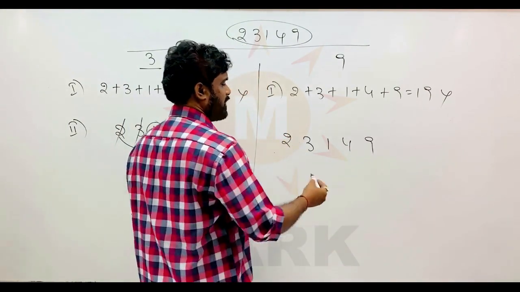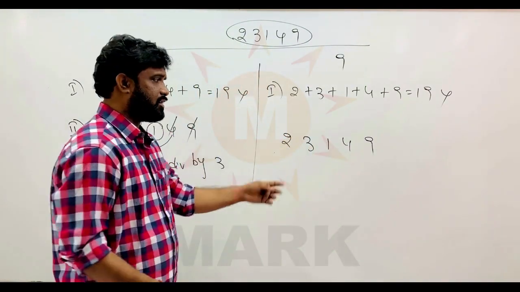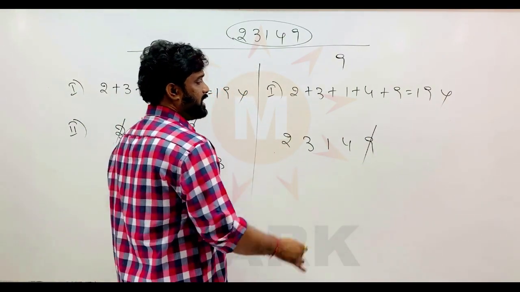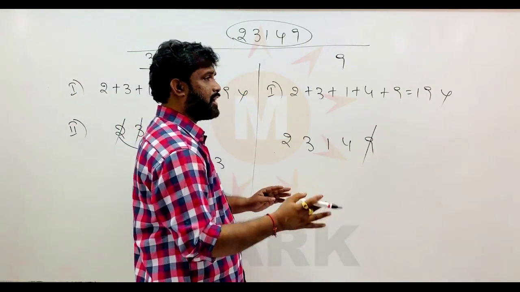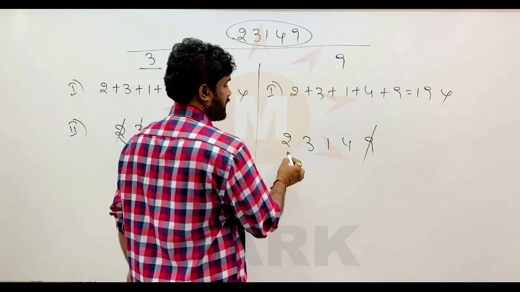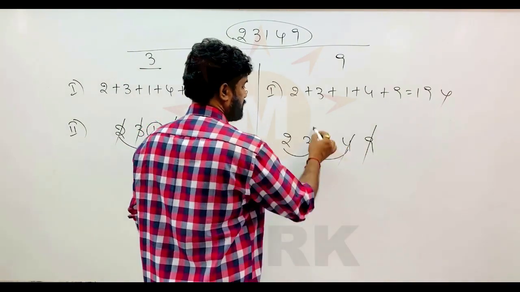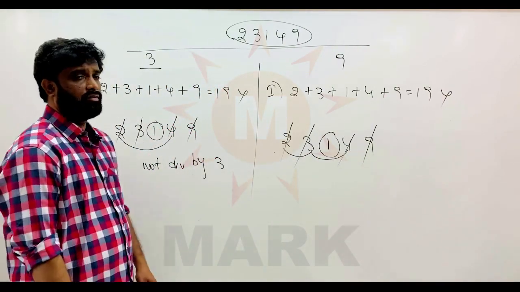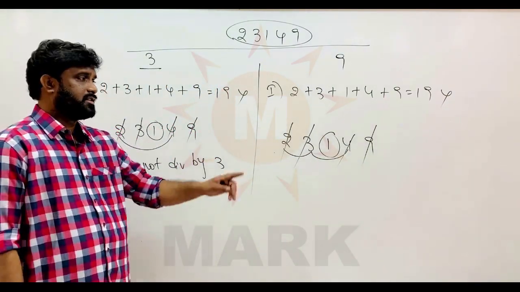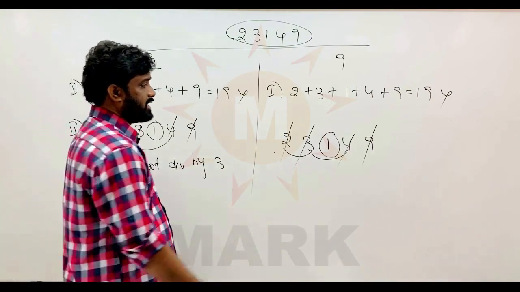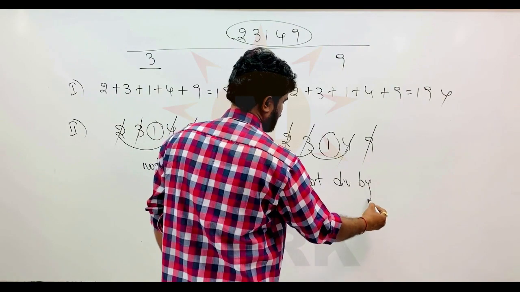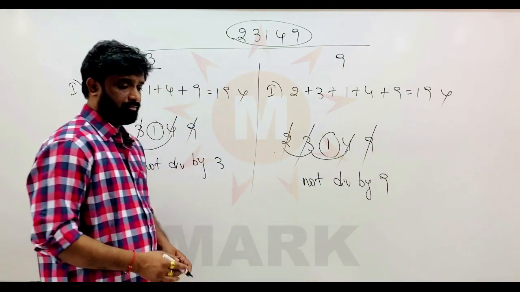23149, if you see, first of all you have to strike off zeros. Zeros are not there. Then you have to strike off 9s. Okay, I have struck off 9. Then we have to take combinations of 2 or more numbers whose sum is 9 or multiples of 9. Here also there is one number left, 1, which is not a multiple of 9. So this entire number is not divisible by 9.